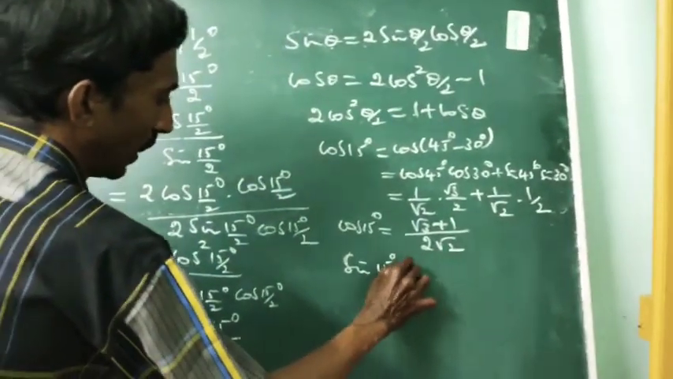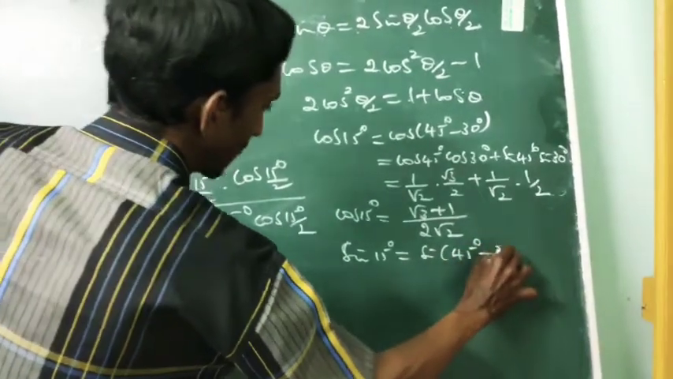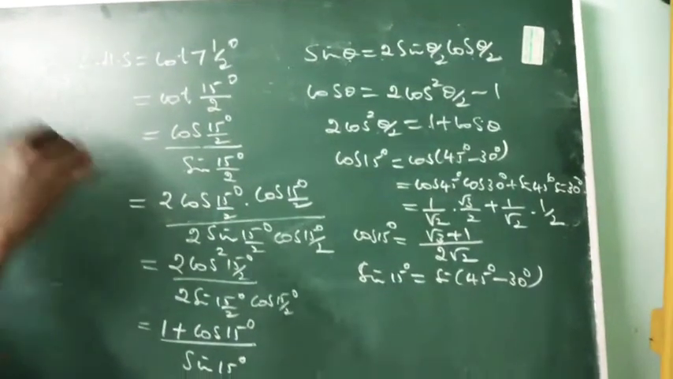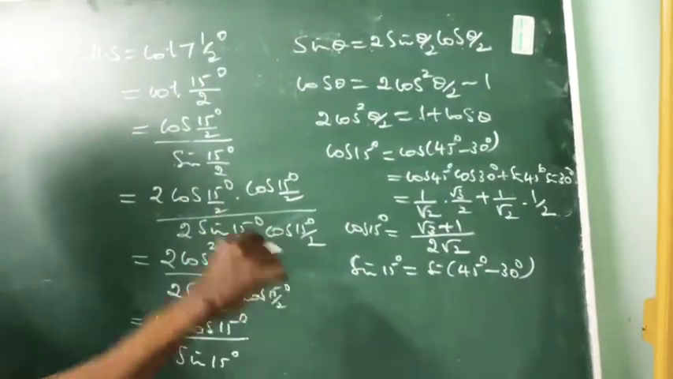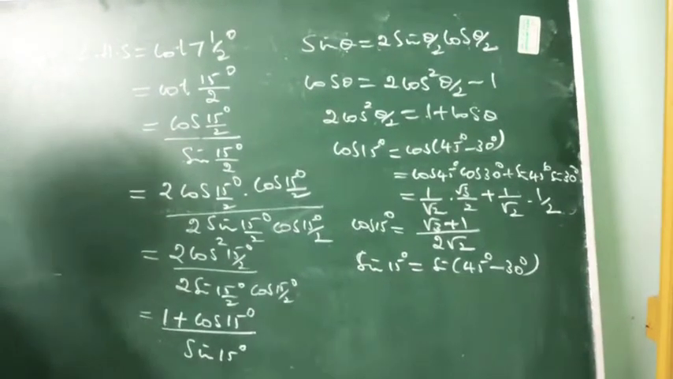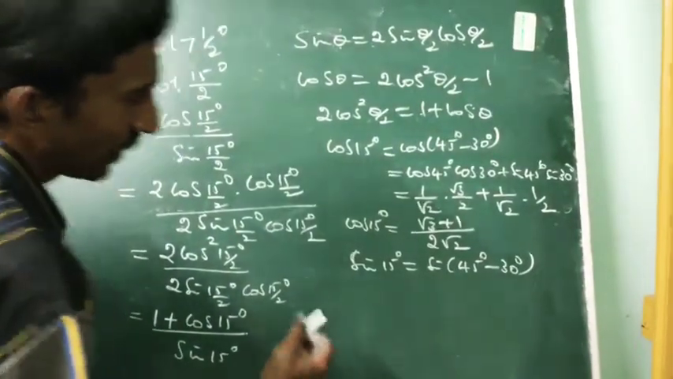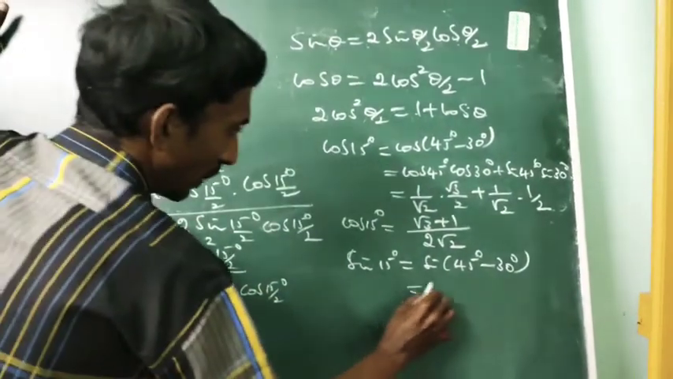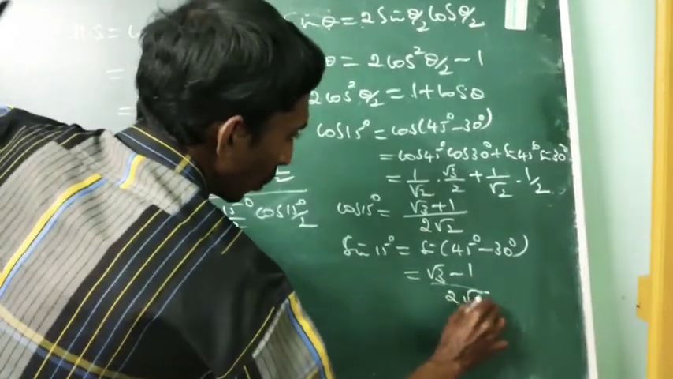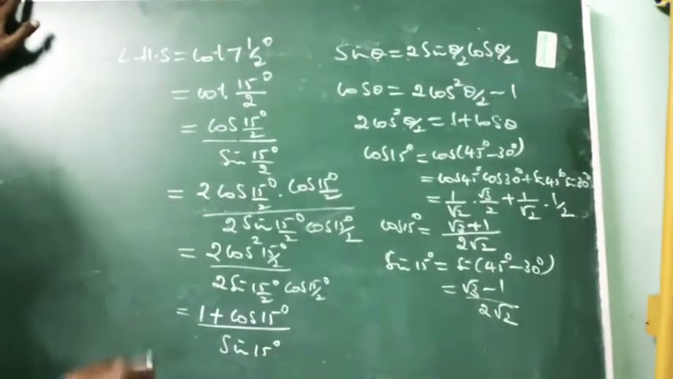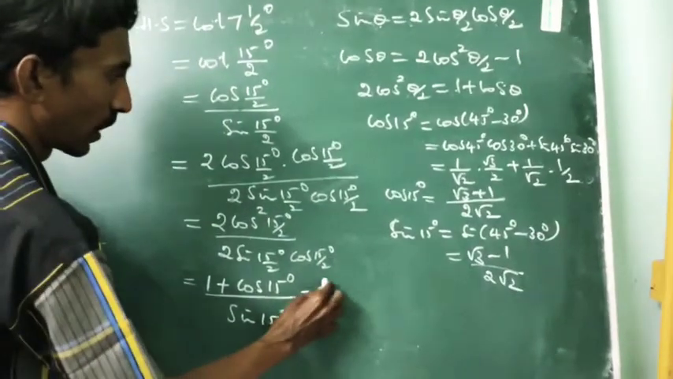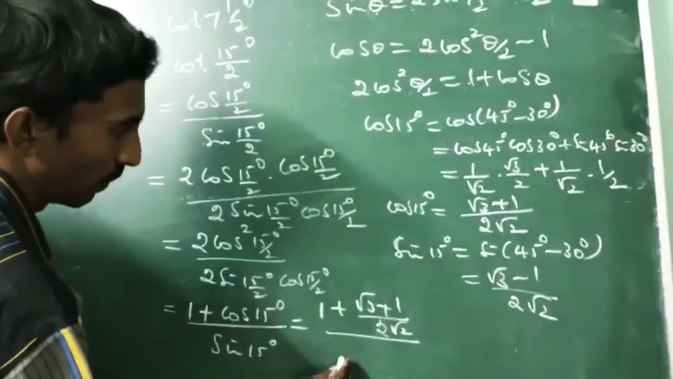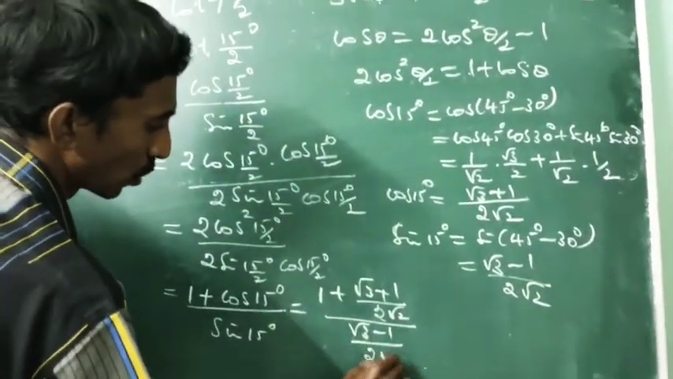Similarly, find sin 15. It can be written as sin of 45 minus 30. Sin(A minus B) is sin A cos B minus cos A sin B. So sin 45 cos 30 minus cos 45 sin 30 gives root 3 minus 1 by 2 root 2. Now use both values here. It is equal to 1 plus root 3 plus 1 by 2 root 2, whole divided by root 3 minus 1 by 2 root 2.